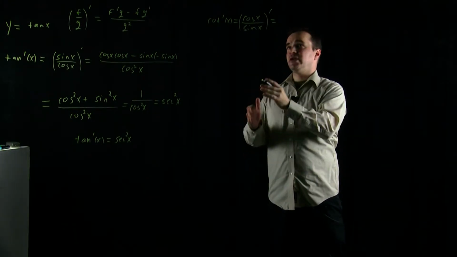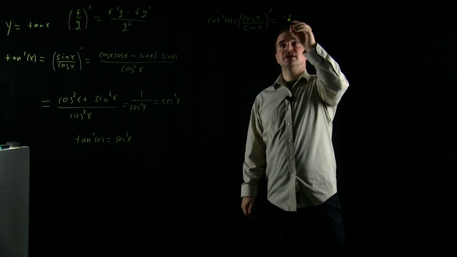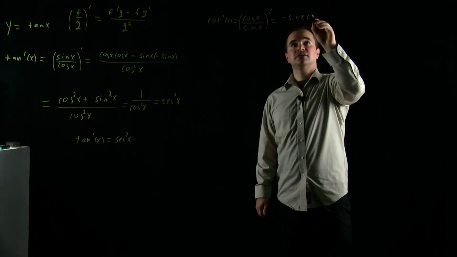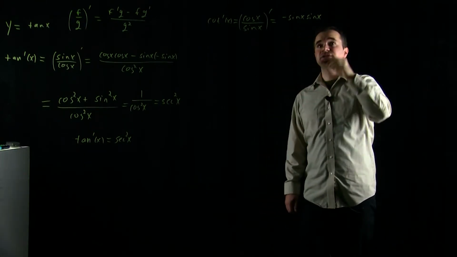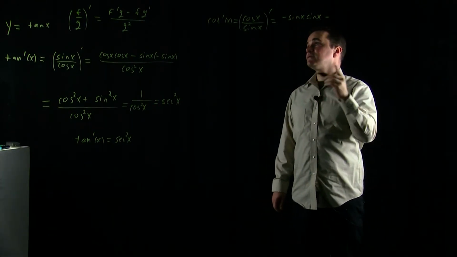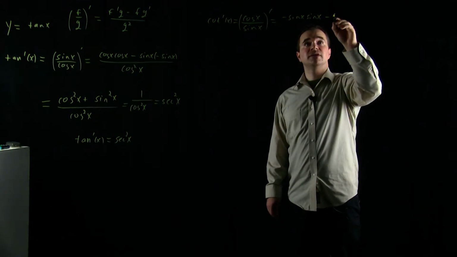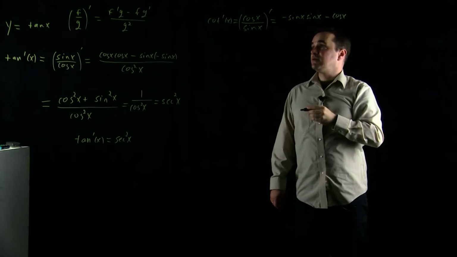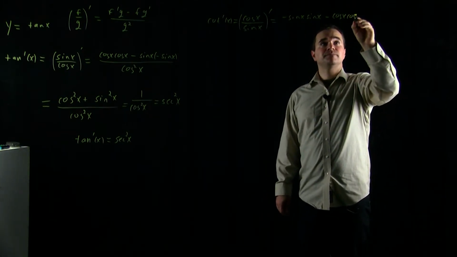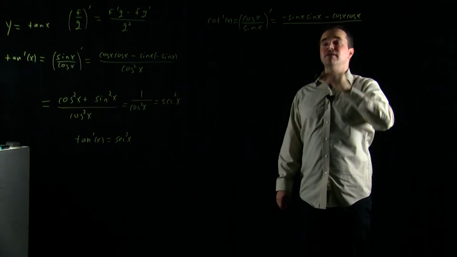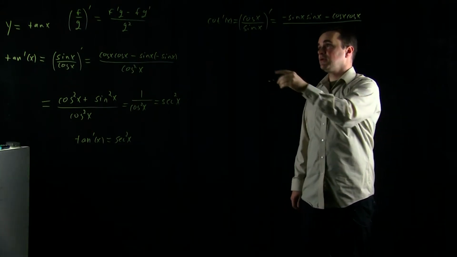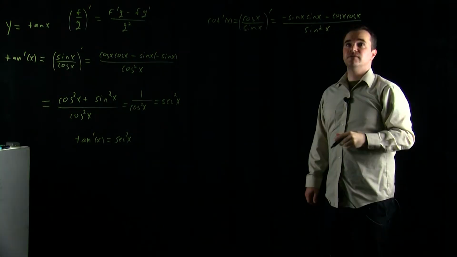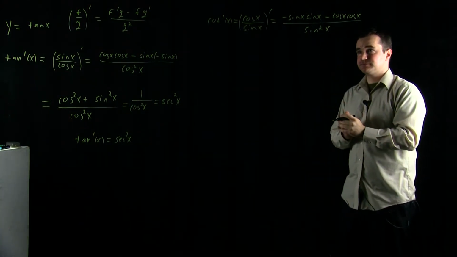So plugging in, I'm going to get the derivative of cosine, which is minus sine, times g, that's sine of x. That's my f prime times g. I'm going to subtract f times g prime, so that's going to be cosine of x times the derivative of sine of x, that's cosine. Everything divided by g squared, so that's sine squared of x. And now I want to reduce this a little bit.